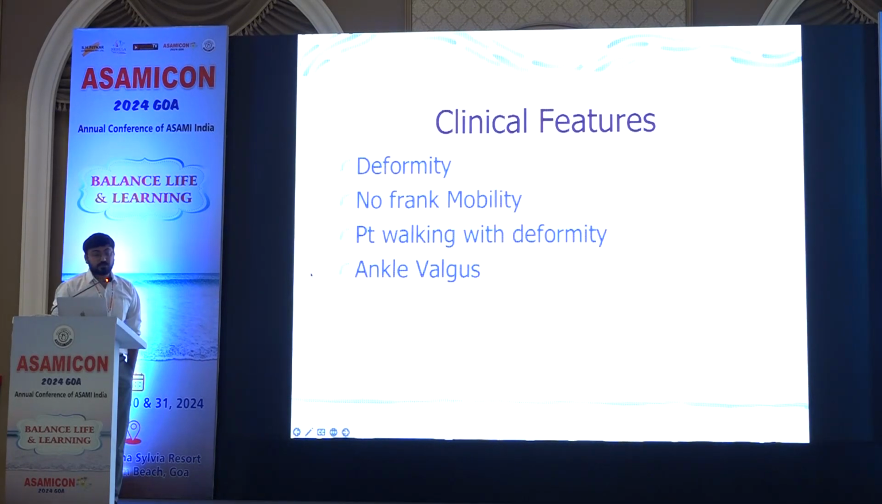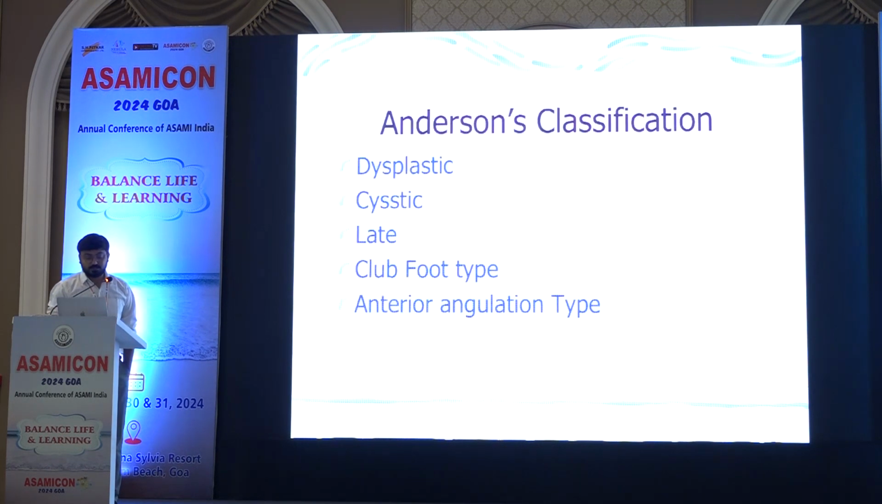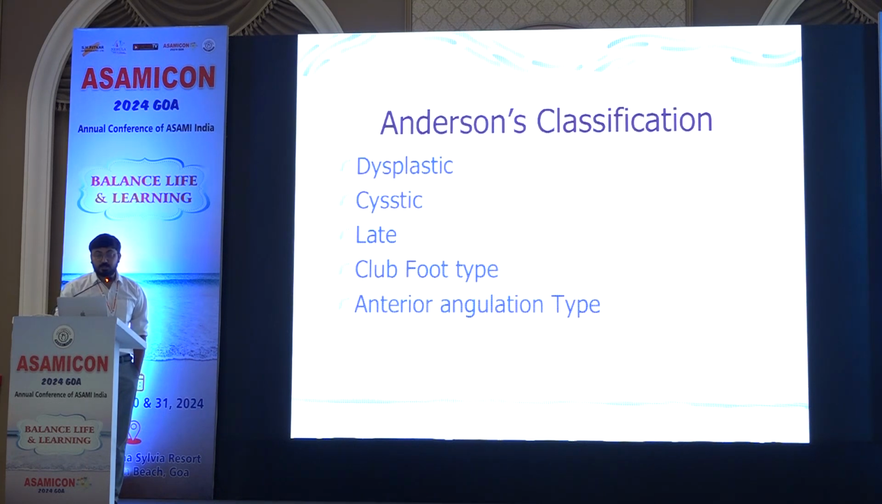The clinical features: deformity, no frank mobility, patients walking with deformity and ankle in valgus. There are a few classifications. In Boyd's type 1, there's a tibial defect. In type 2, pseudoarthrosis. In type 3, we get a ring constriction. In type 4, there is a pseudoarthrosis and sclerotic fragments.